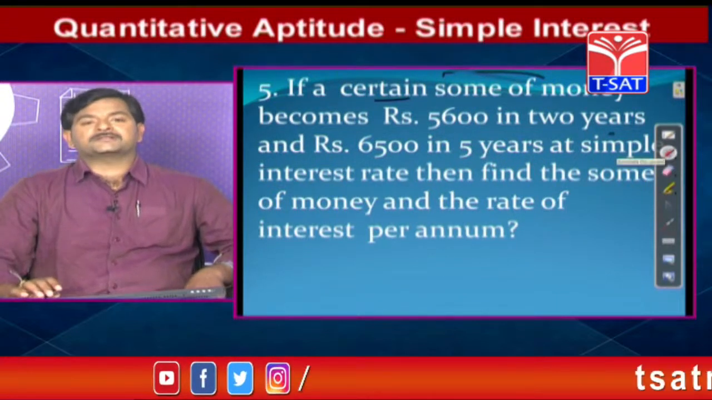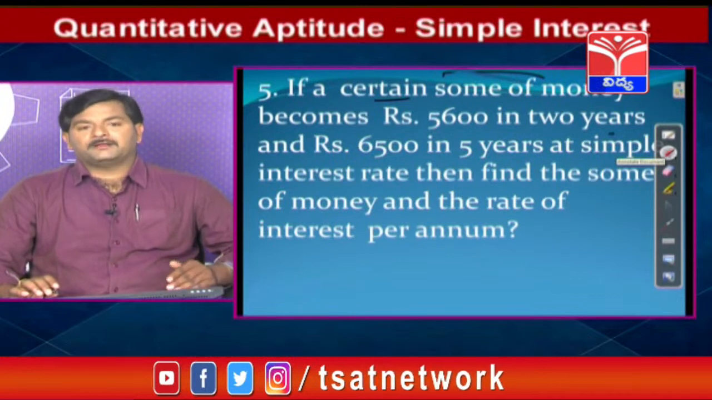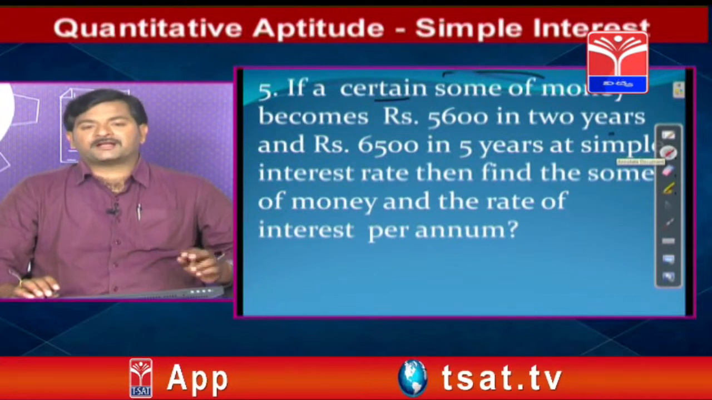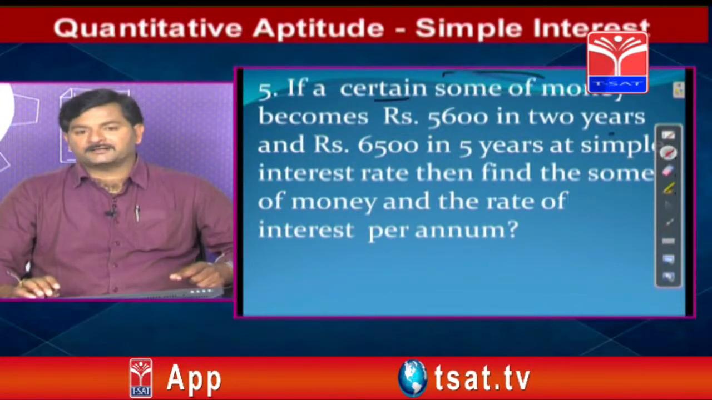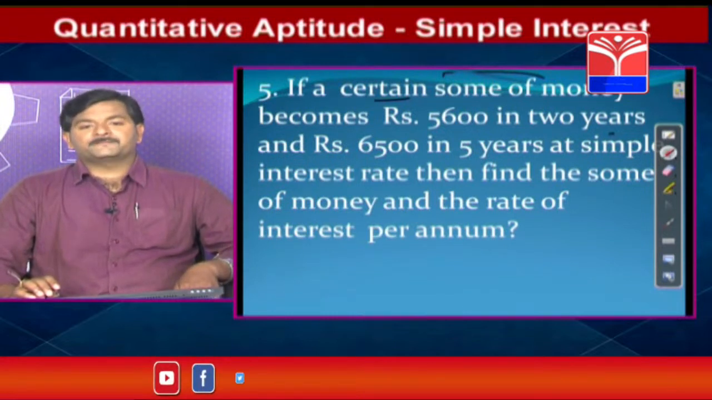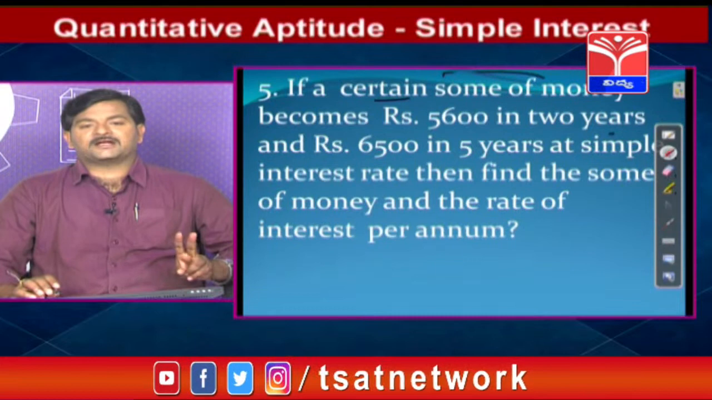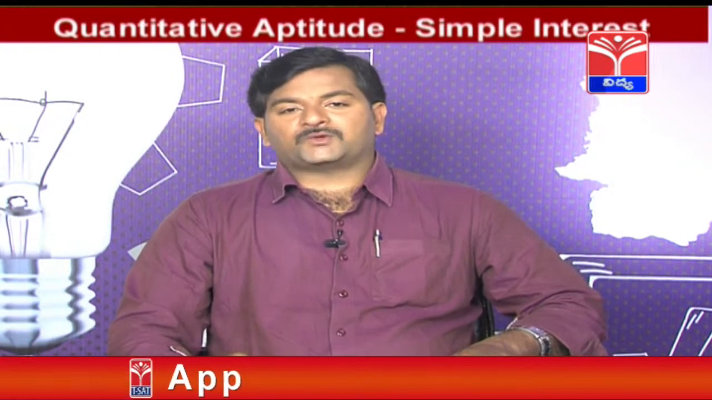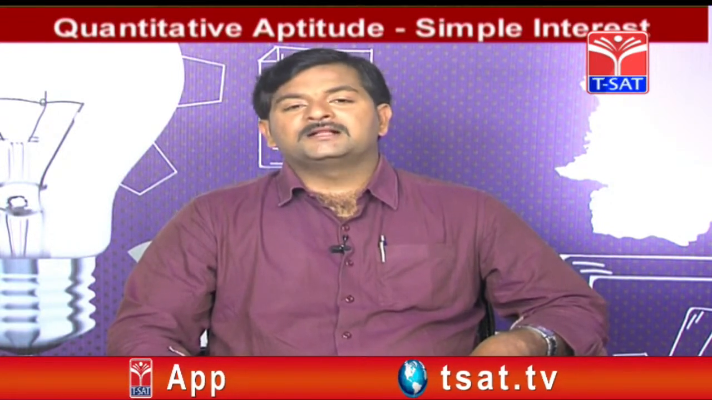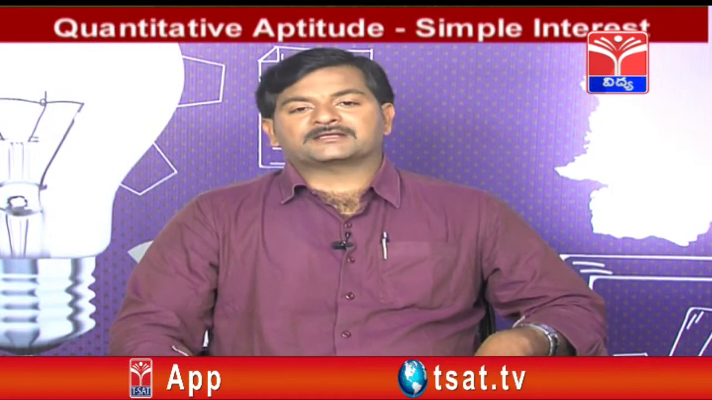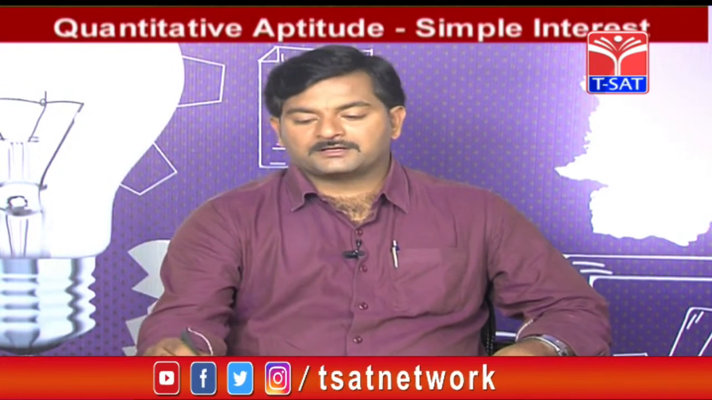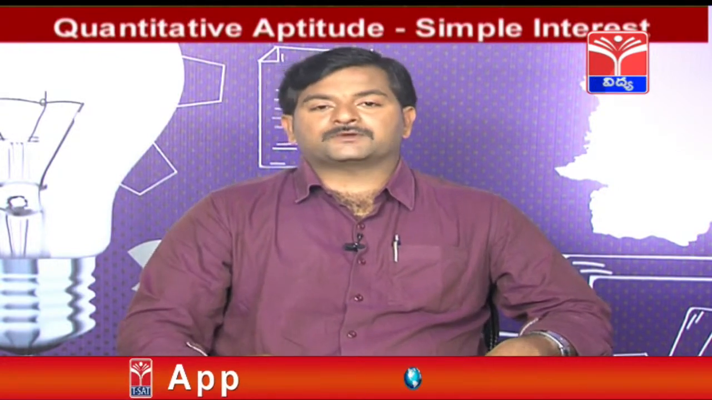Right. So now focus on this. If a certain sum of money becomes 5600 in 2 years and 6500 in 5 years at simple interest rate, then find the sum of the money and the rate of interest per annum. Here there are two different questions. So now we will discuss this question again.